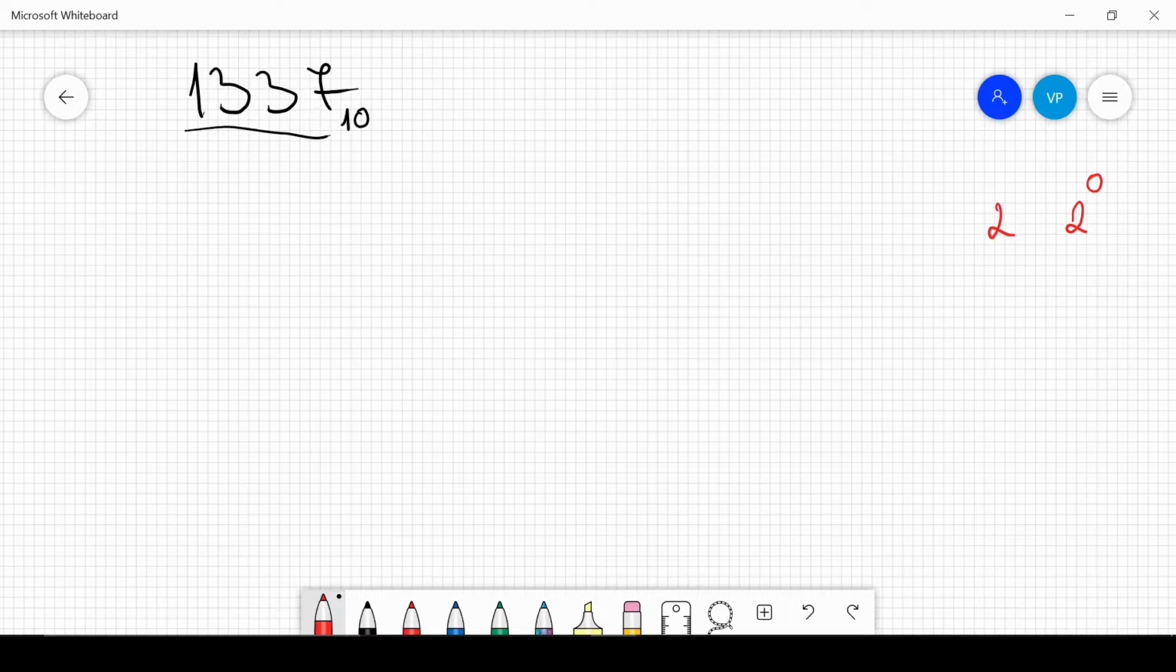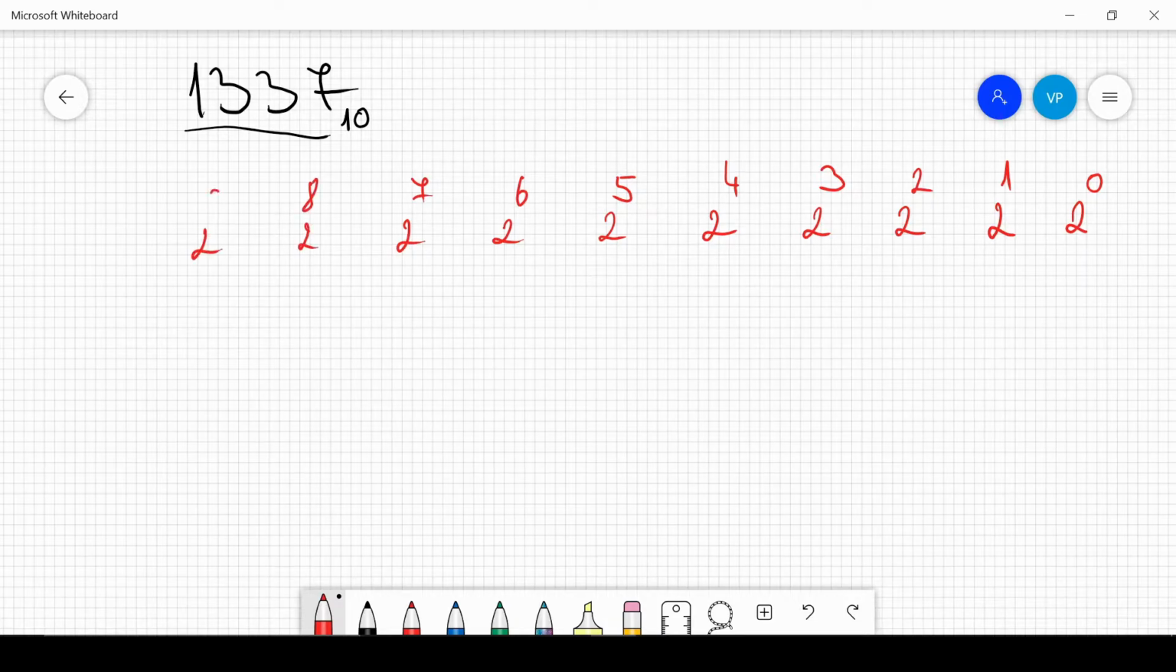Then we have 2 to the power of 1, 2 to the power of 2, 2 to the power of 3, 4, 5, 2 to the power of 6, 2 to the power of 7, 8, 2 to the power of 9, and let's stop with 2 to the power of 10. You can go on.